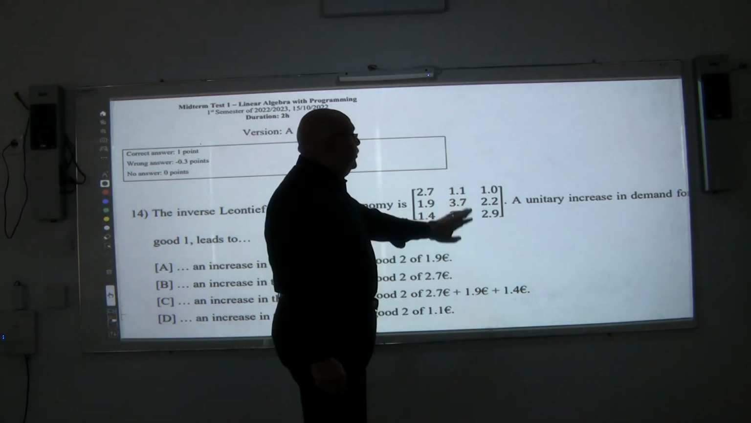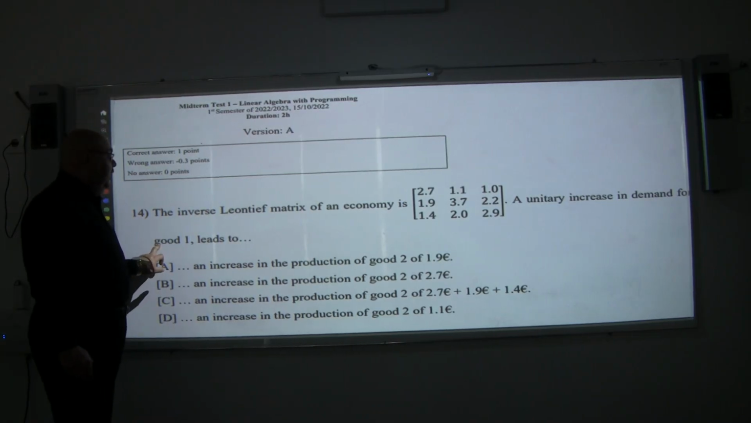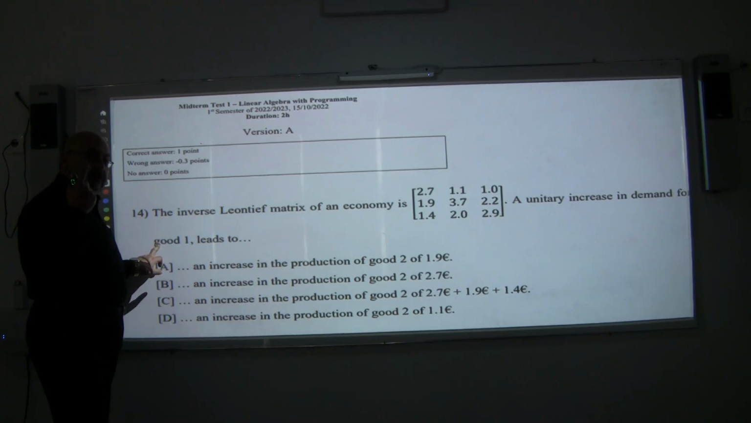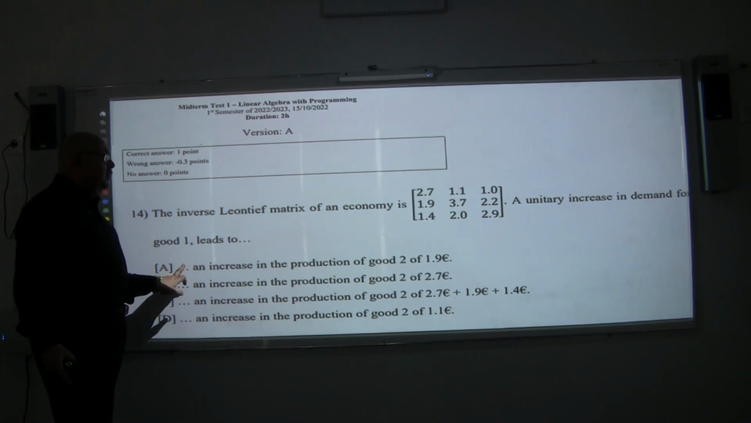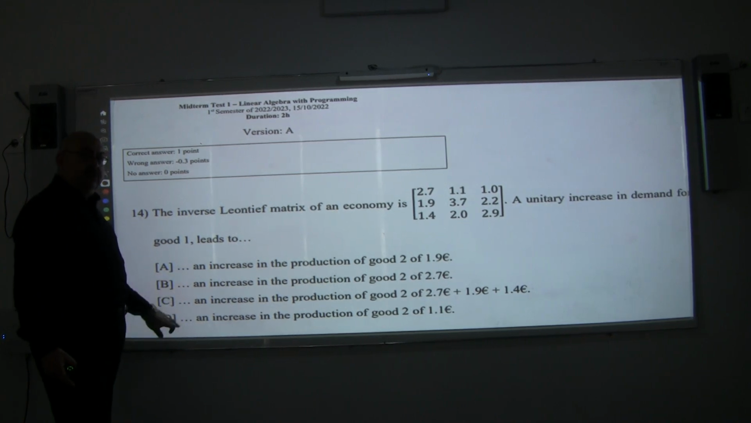A unitary increase in demand for good number 1, how to evaluate it? Leads to, so a 1 increase in good number 1. What's going to be an increase in the production of good 2 by 1.9, an increase in the production of good 2 by 2.7 and so on.